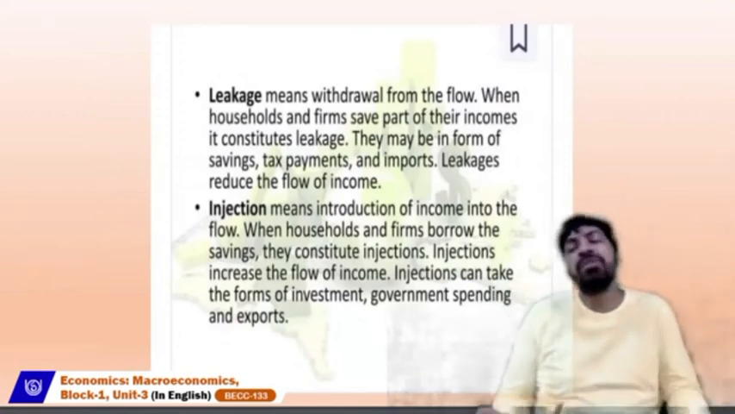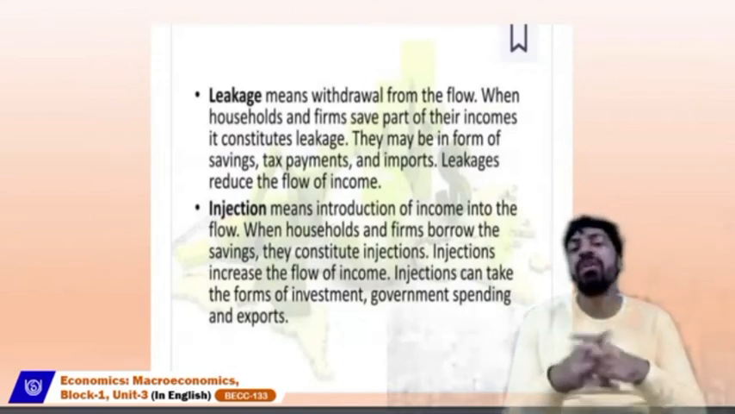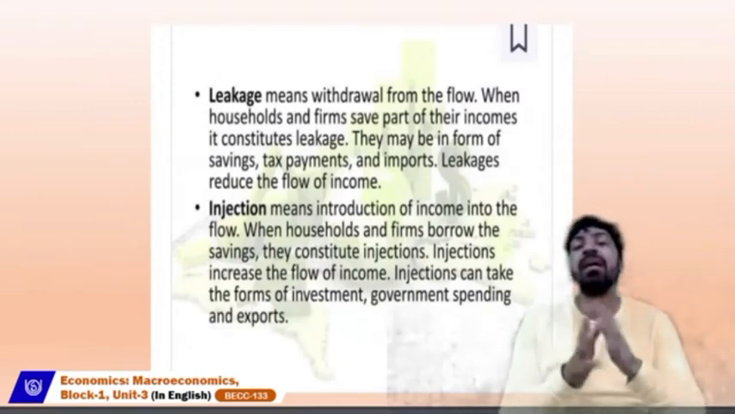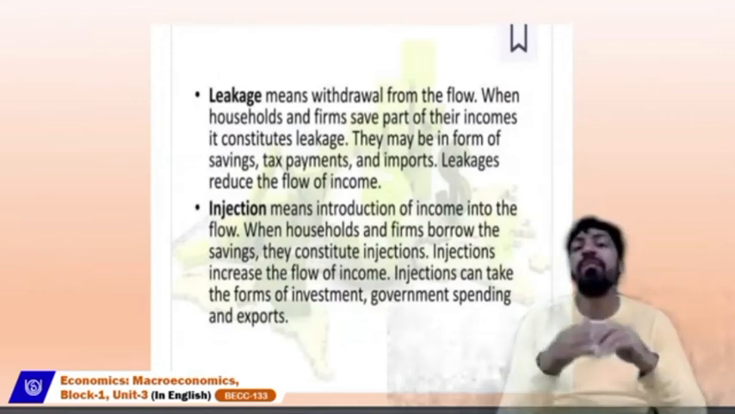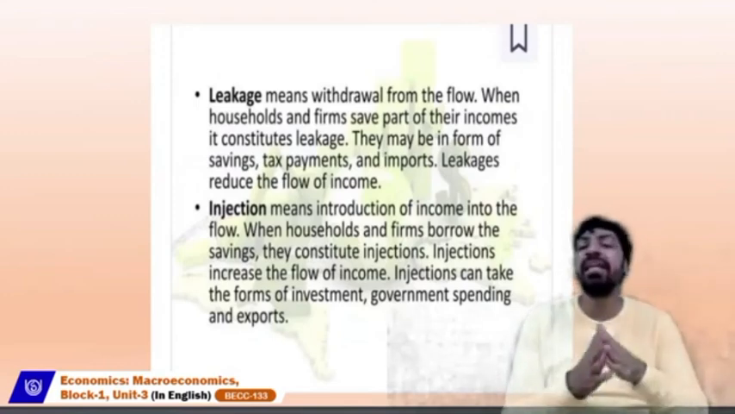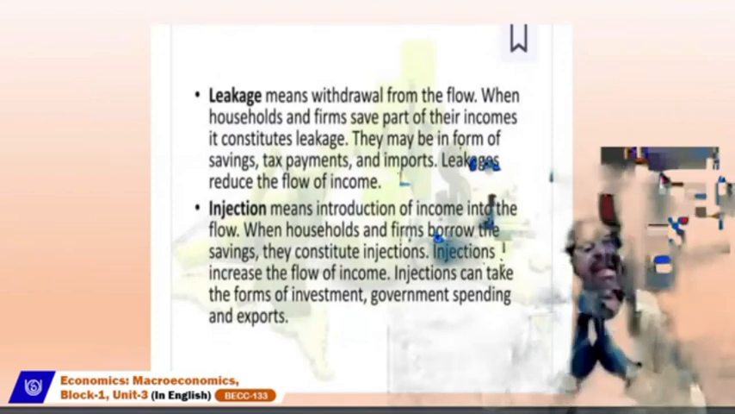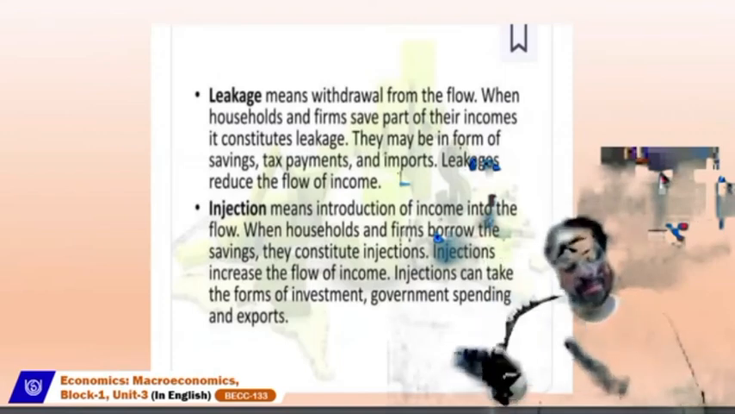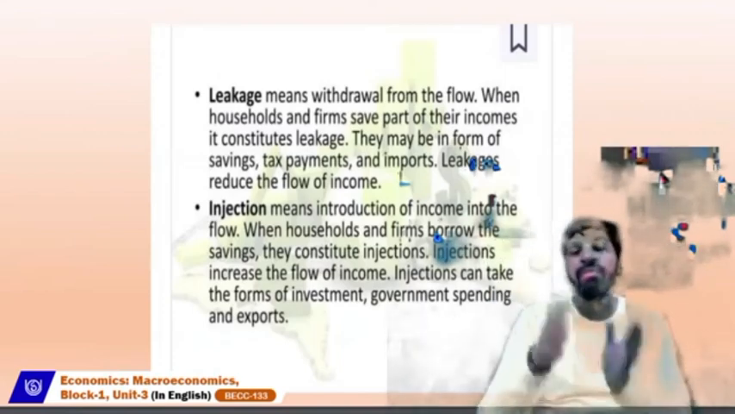Leakage, as already told, is a withdrawal from the flow. That means we take out money for the following purposes: when households and firms save their income, it is used for payments, savings in a bank, and imports of products. So it's called a leakage, because leakage always reduces the flow of income in any form of transaction, whether between households and organizations, or between households and government.